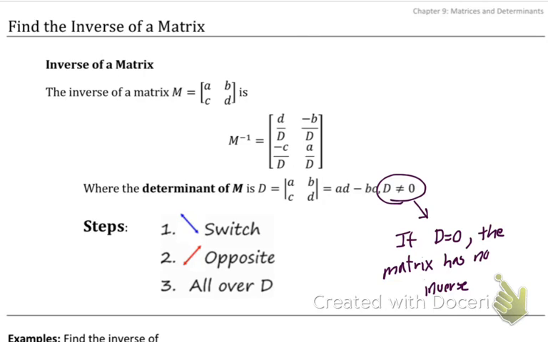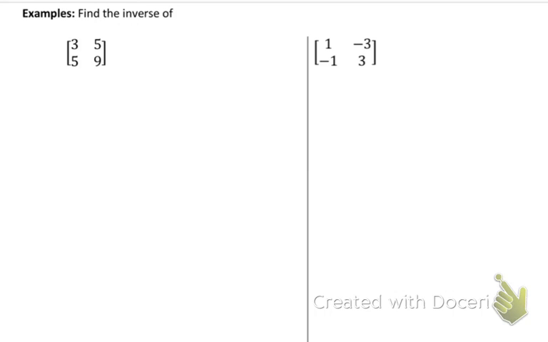All right, the steps to finding an inverse. Peyton walked us through most of them. She said switch these two, do the opposites of C and B, and then do them all over D. It just happened to be the D and the other one was 1. All right, so we're going to do all of those steps on this 3, 5, 5, and 9.